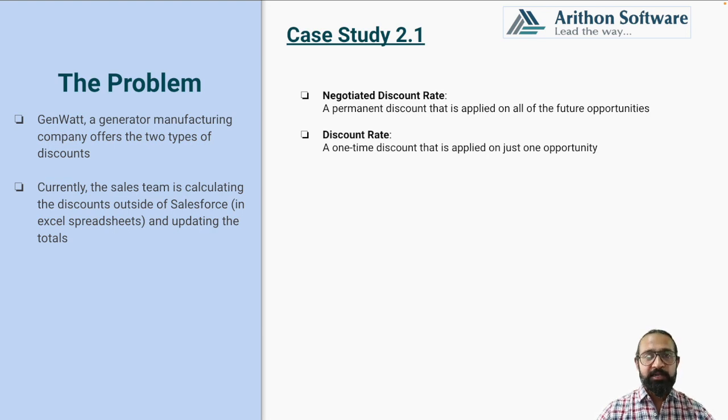There are mainly two types of discounts. The negotiated discount rate is a kind of permanent discount. Genwatt has negotiated its product price with a few legacy customers. So every time those customers buy generators, Genwatt gives them discount. The discount rate is kind of a one-time discount. The sales user, when closing an opportunity, offers discount to the customer that applies just on that one opportunity.